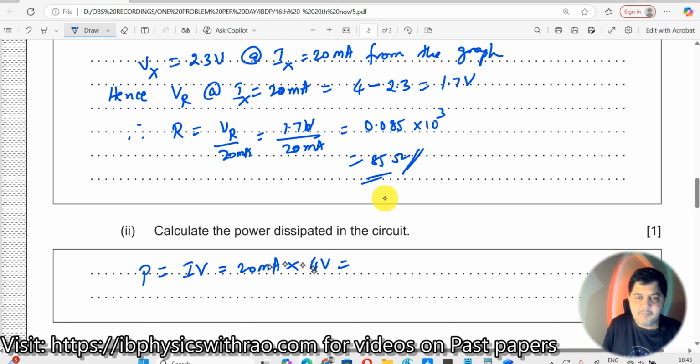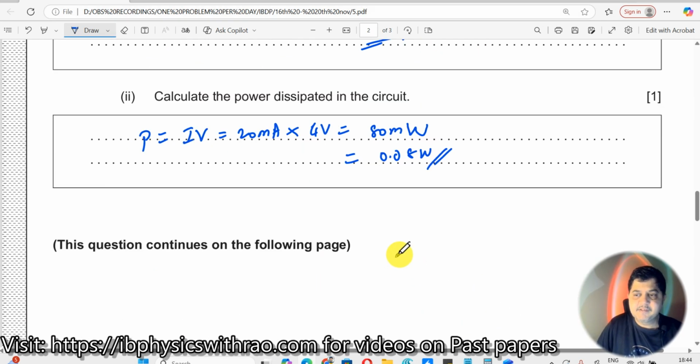So totally it should be 4 into 20, which is 80 milliwatt. Or maybe you can write it as 0.08 watts. Both are right. Okay. Next.